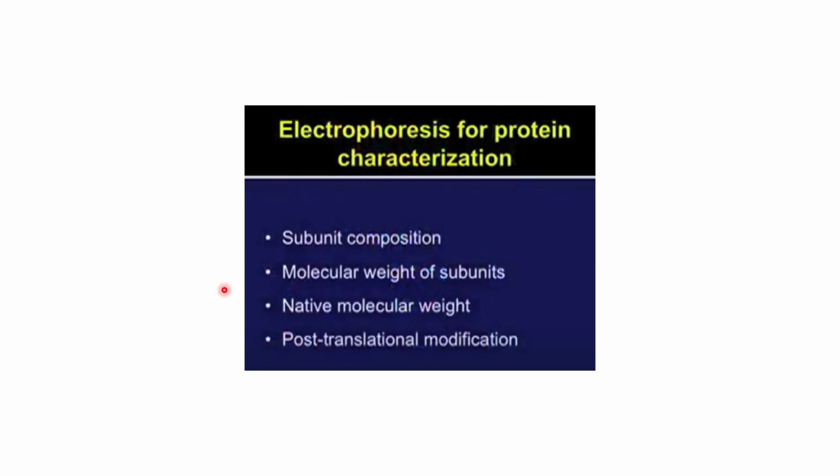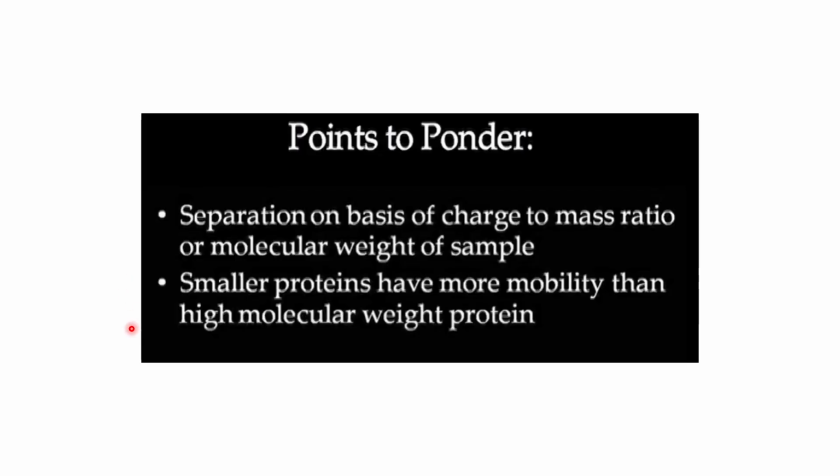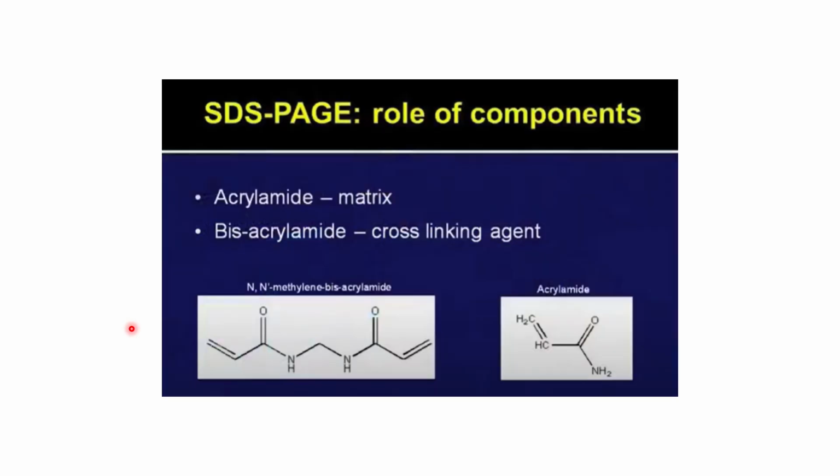So how do we make that specific gel, or how do we use electrophoresis for protein characterization? There is subunit composition and molecular weight of subunits, because you are using SDS which denatures the protein. In terms of native PAGE, the native molecular weight can be determined, and post-translational modification, if there is any present, you can characterize that as well using electrophoresis. So it's a single dimension, a large number of proteins can be separated, and complex mixtures like serum, cell lysate, etc., can be separated using this method.